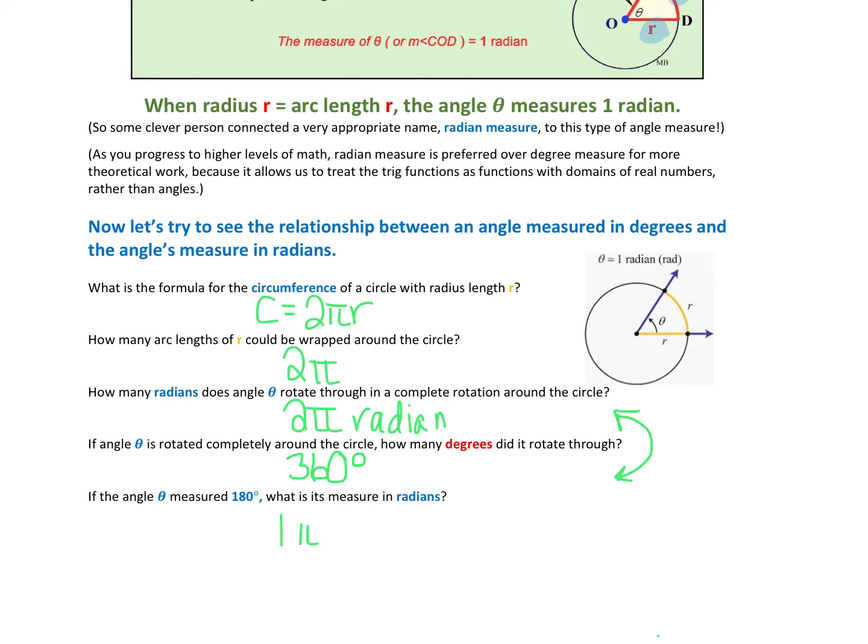1 pi radian. Okay, so pi radians is equal to 180 degrees, and that is going to be the conversion we use. Just like I could say 1 week equals 7 days, 1 year equals 12 months, 1 foot equals 12 inches, 1 hour equals 60 minutes. Those are all things that are equal to each other. Here, pi radians equals 180 degrees because a full circle is 2 pi radians. Therefore, a half circle is going to be pi radians. So 180 degrees is pi radians.